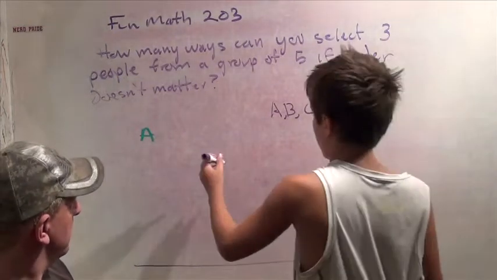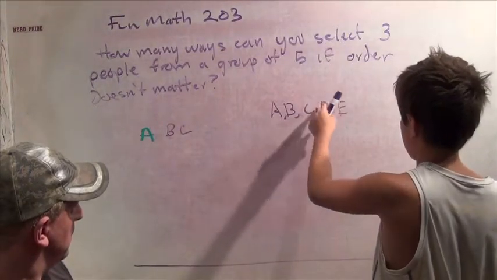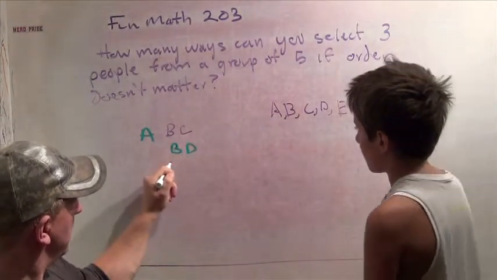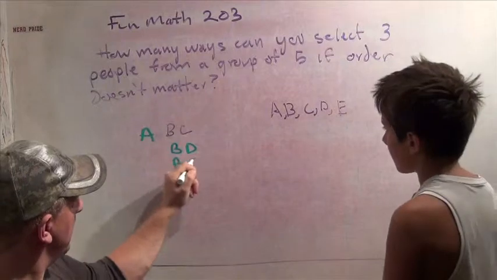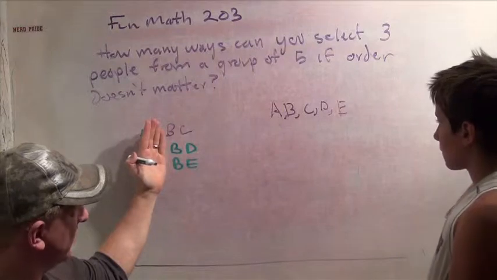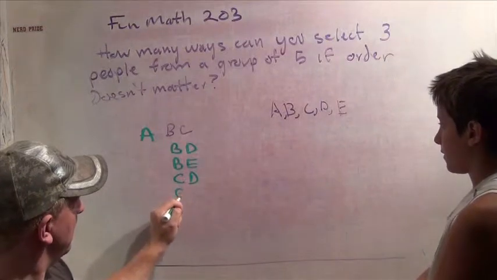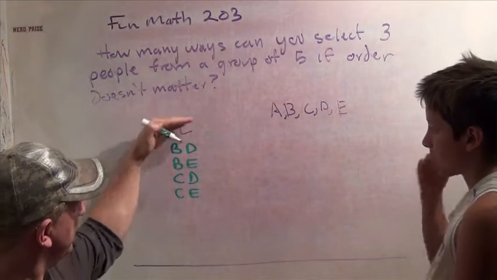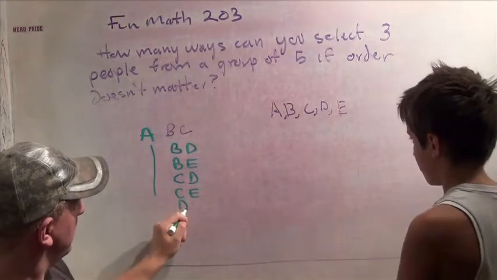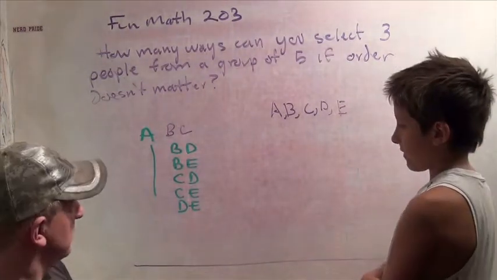So we can do BC, BD, and BE, then CD and CE, and DE. Keeping it alphabetical actually helps us organize this. All of these have A in them: A, B, C, A, B, D. I'm just not writing the A. And then A, D, E. So how many have A as their lowest? 6 of them.